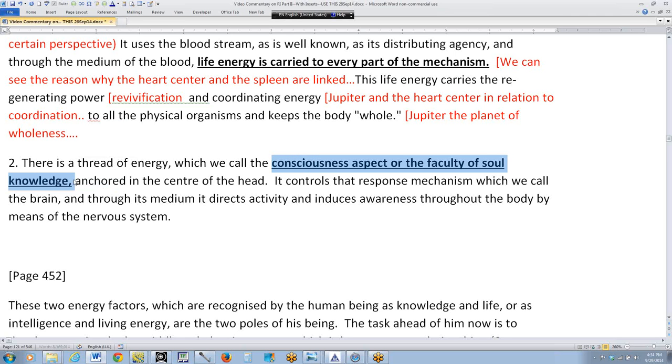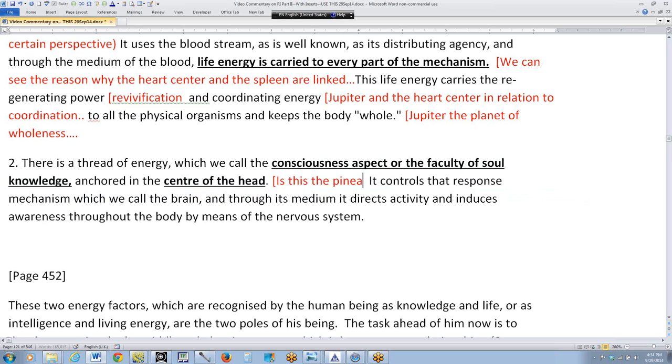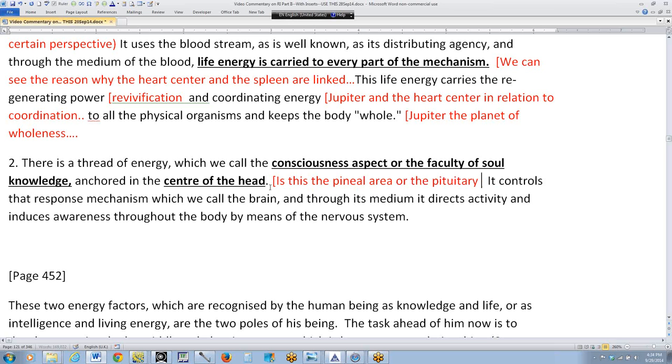I suppose it has something to do with the knowledge petals, anchored in the center of the head. And this is interesting. In the center of the head, what does he mean by that? Is this the pineal area or the pituitary area?